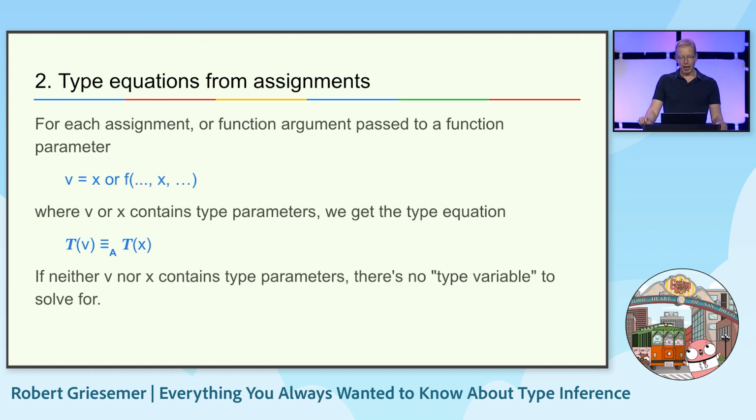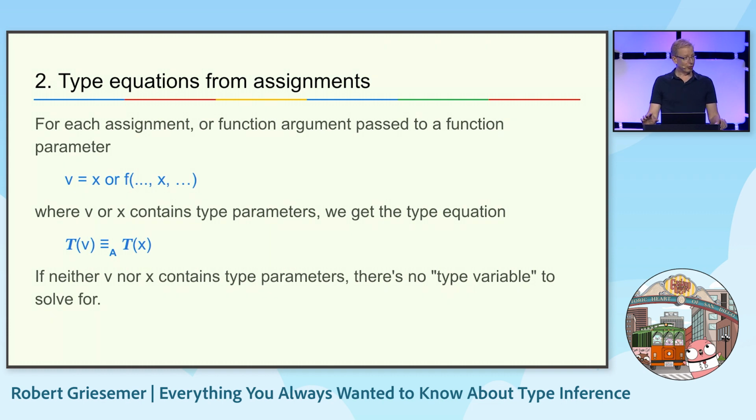But when we have an argument, say x, which is passed to a generic function parameter v, or when a generic function x is assigned to a variable v, the type of x must be assignable to the type of the parameter v or variable v. And we can express this with a suitable type equation.